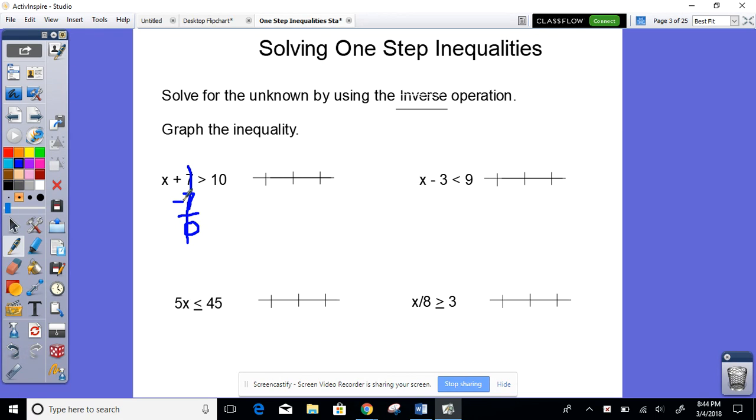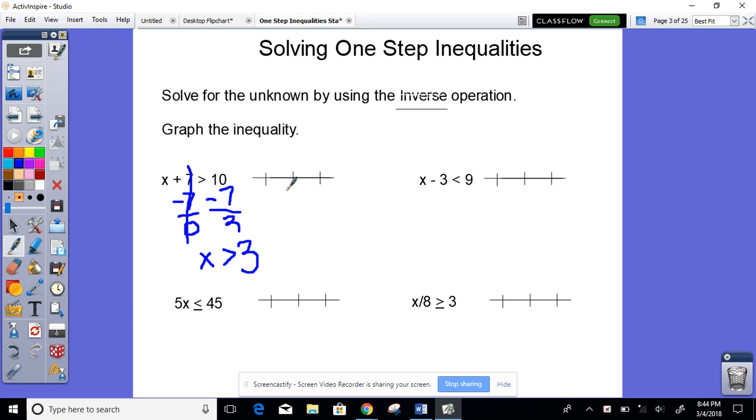What I do to one side of my equation, one side of my inequality, I'm going to do the other side. I subtracted by 7 on the left, and I'm going to subtract by 7 on the right. 10 minus 7 is 3. So now my inequality reads x is greater than 3.